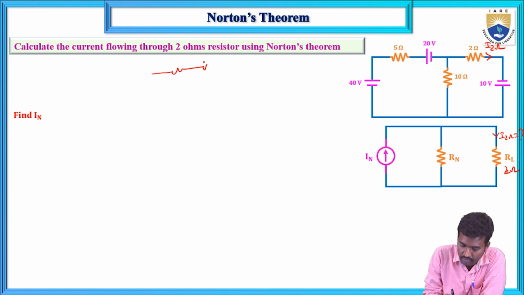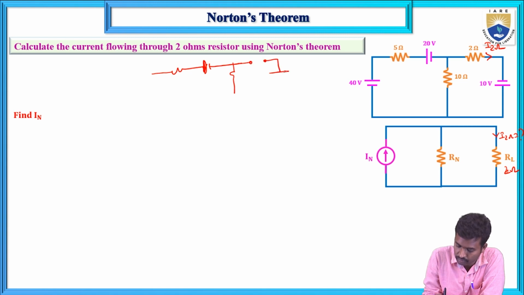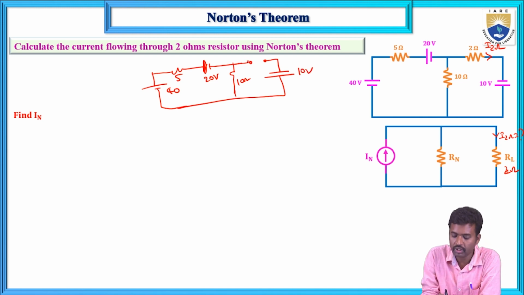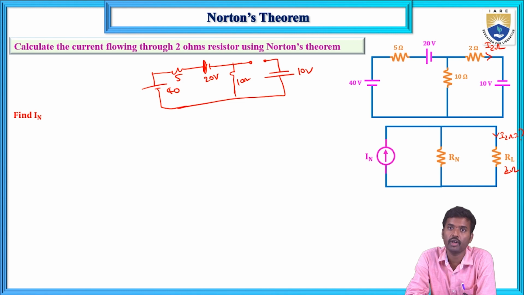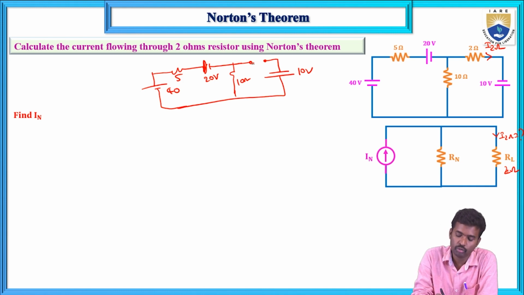This circuit has 40 volts, 5 ohms, 20 volts, 10 ohms and 10 volts. Step 1, while calculating the Norton's current IN: first remove the load resistance from the given circuit. Remove the 2 ohms resistor, short the load terminals and calculate the short circuit current. That short circuit current is known as IN.